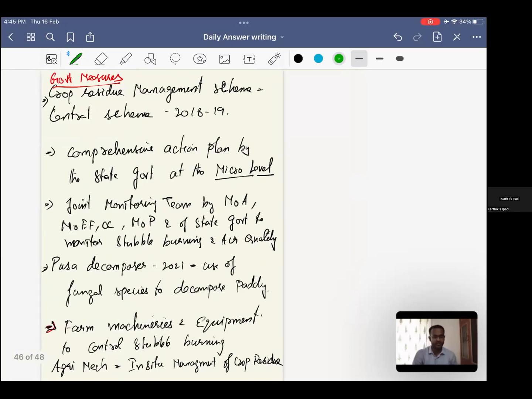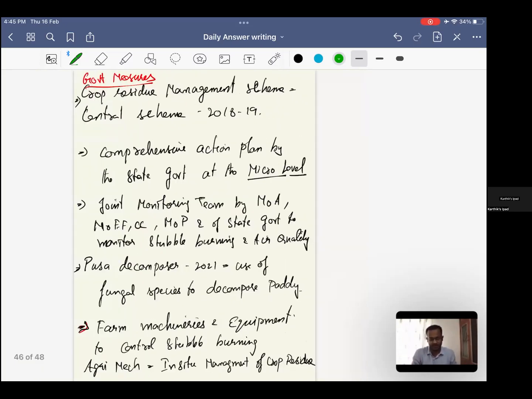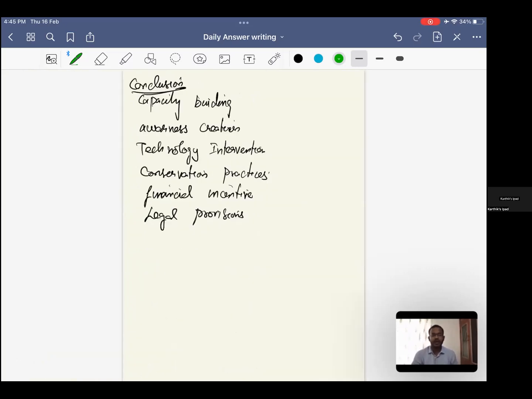Picture it with a few diagrams, 2 diagrams are more than sufficient. And to conclude, you can speak about, apart from this, we also require capacity building, awareness creation, technological intervention, conservation practices, financial incentives, and legal practices. So put all this across for a 10 mark answer. You don't have to write larger conclusions. Use these words, which are requirements for crop residue management. It will give holistic information if by any chance you have missed any of the points.